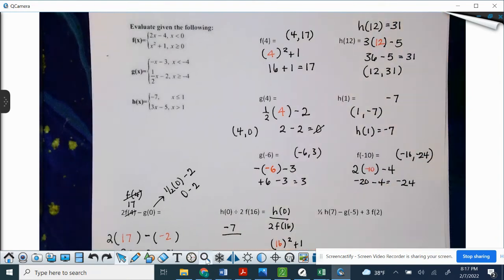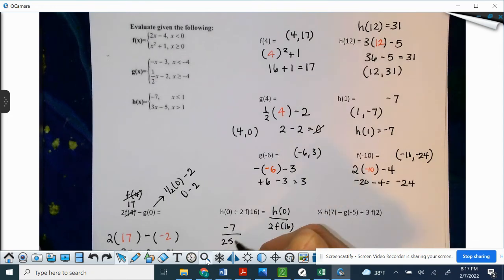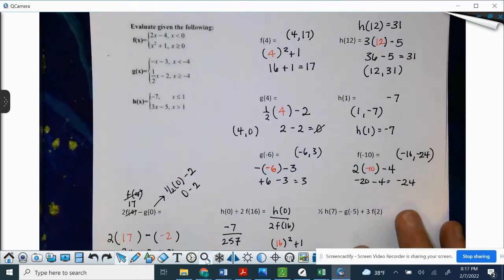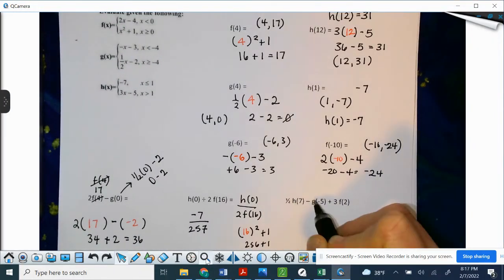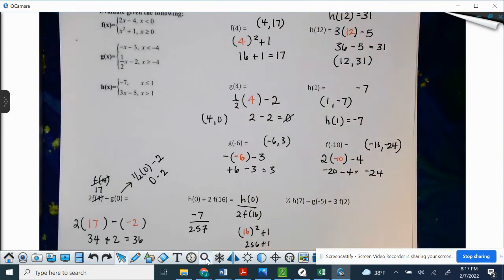So 16 times 16, I'd love to tell you I could do that in my head. I don't know it. So 16 squared, 256 plus 1. So it's going to be 257 on the bottom. You do want to see if you can reduce that. And it cannot be reduced, so it is just an ugly answer, but we are done at negative 7 over 257. Same thing, it's just 3 different parts now. So just start left to right and work your way through slowly.